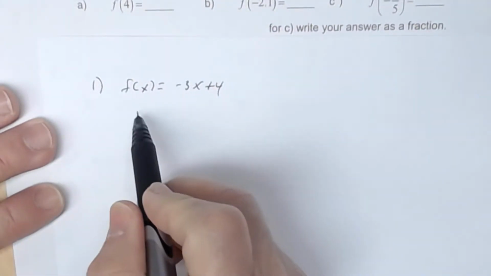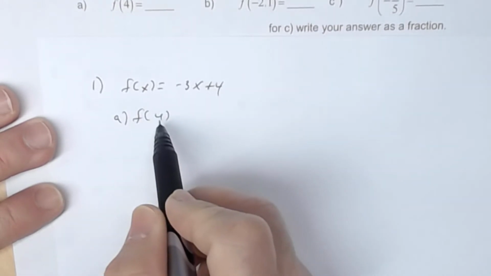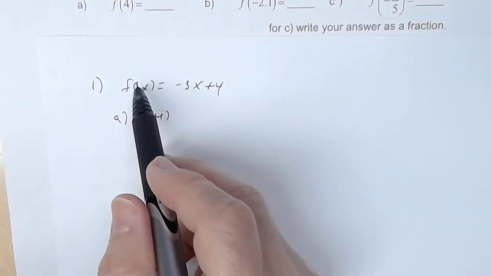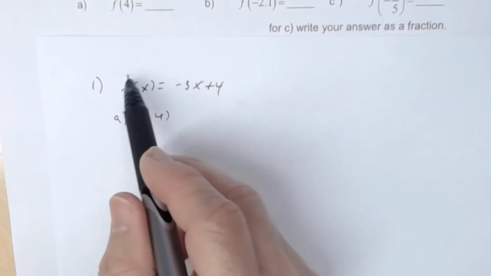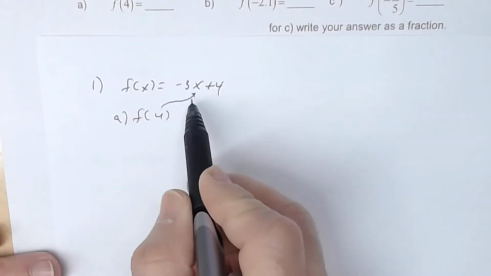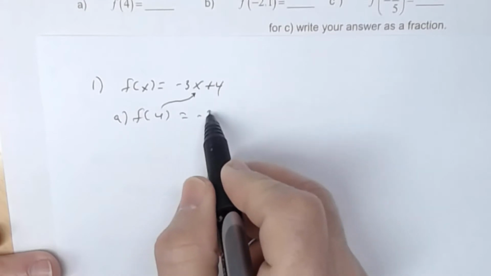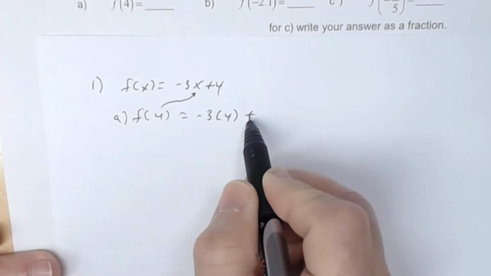So f of 4 means this. So if you want to find f of 4, so that's part A. So that says that remember f of x means the same thing as y, so you can think of it this way. What's the y value when x is 4? So in place of x, you're going to substitute the value 4. So I get negative 3 times 4 plus 4.